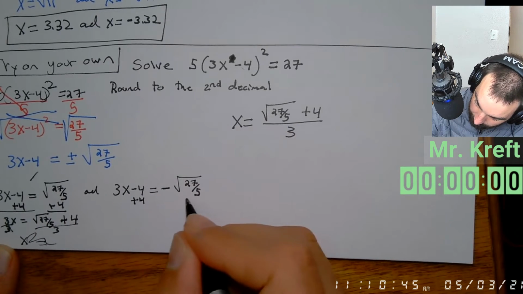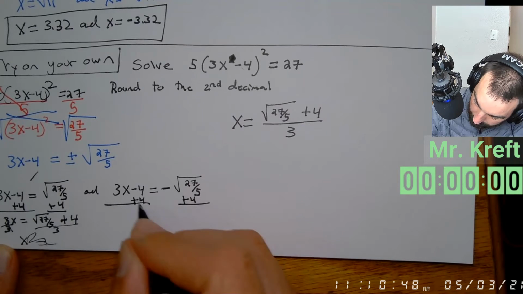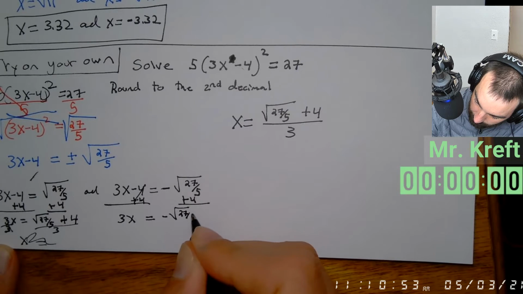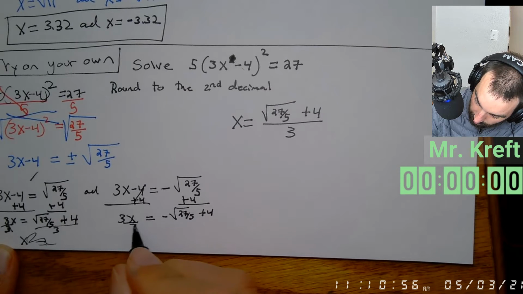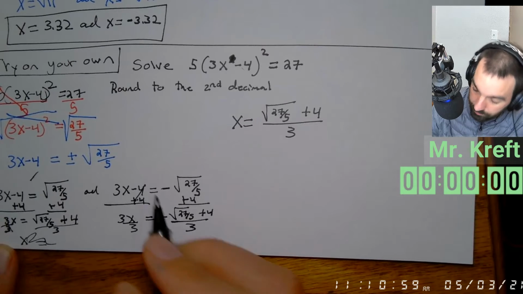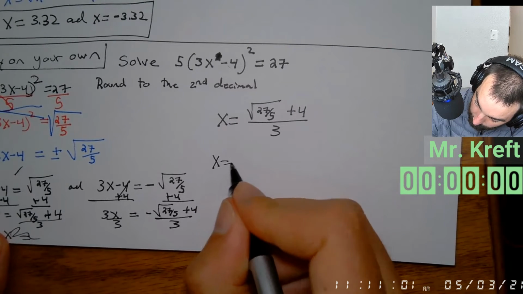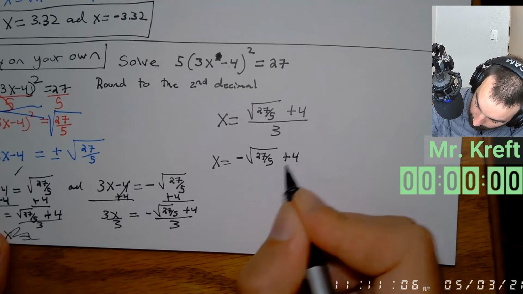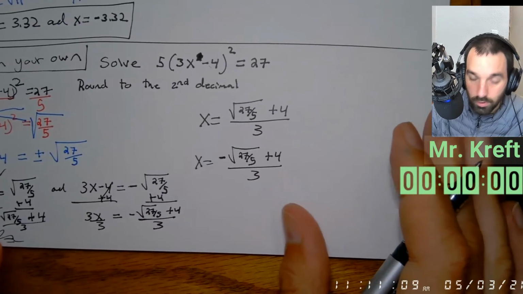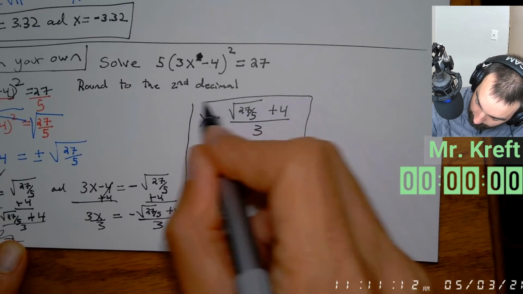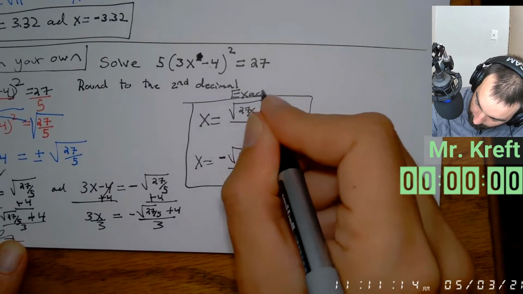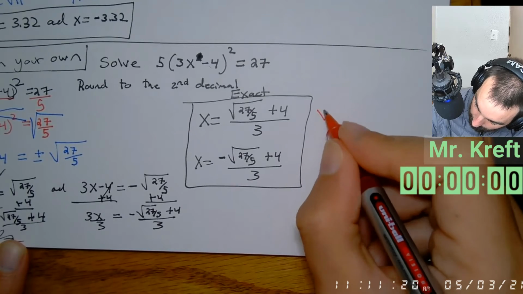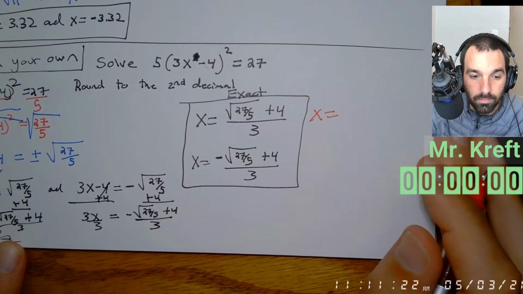And then here I'm going to do the same thing, right? I'm going to add 4 to both sides. So I get 3x equals negative square root of 27 divided by 5 plus 4. And then as you can see here, I'm just going to divide by 3 on both sides. So I get x equals negative square root of 27 over 5 plus 4, over 3. Okay, so these right here are my exact answers, right? But it wants us to round. So my approximate answers, we're going to have to do in a calculator.